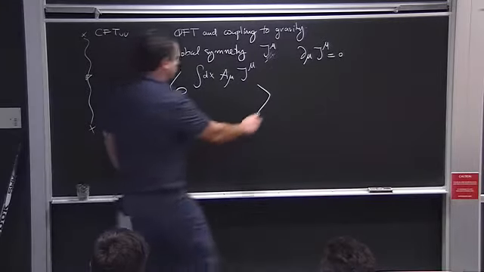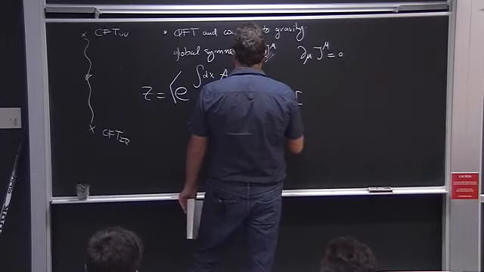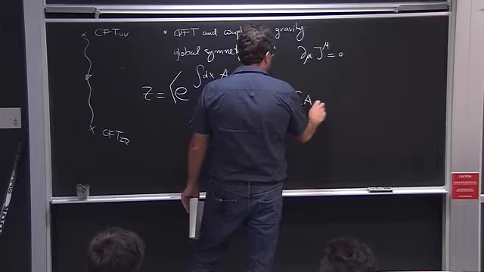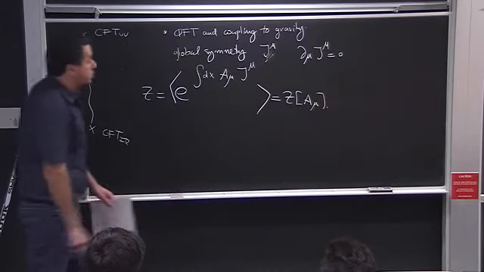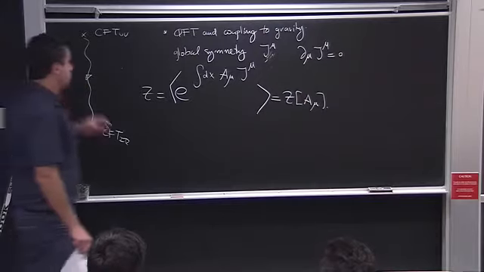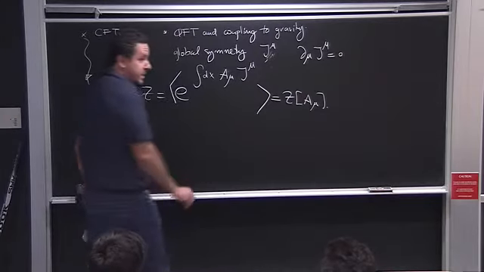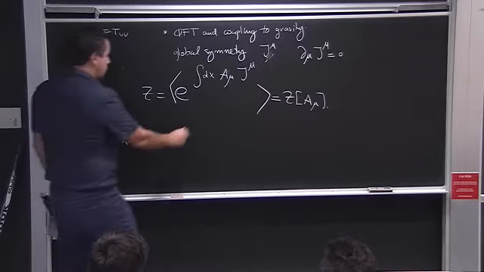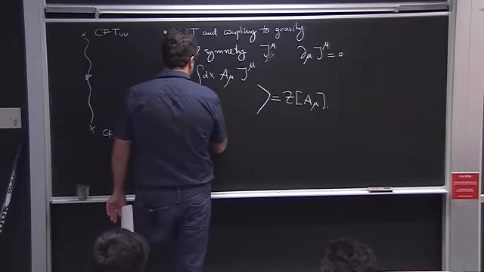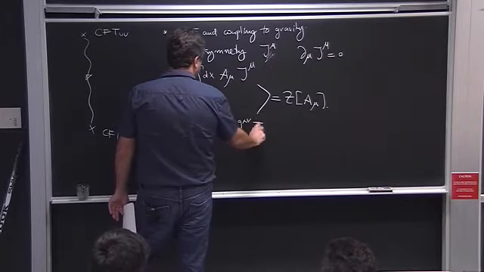So this will be a function of A mu. And this object encodes the correlation functions of the current. Similarly, you can couple a quantum field theory to curved space essentially through the stress energy tensor. So you can add a coupling of this type.